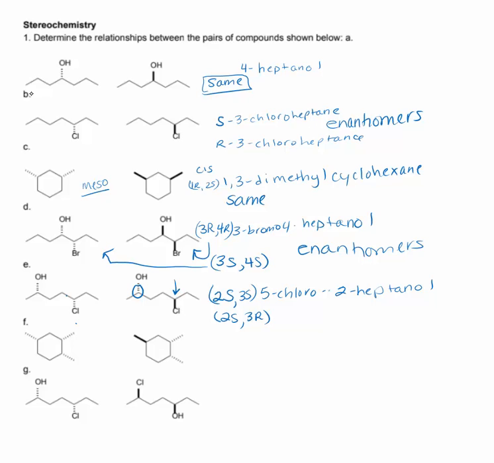2 asymmetric centers, they are not direct opposites of one another. Therefore, this is a diastereomer pair. There we go, diastereomer pair.